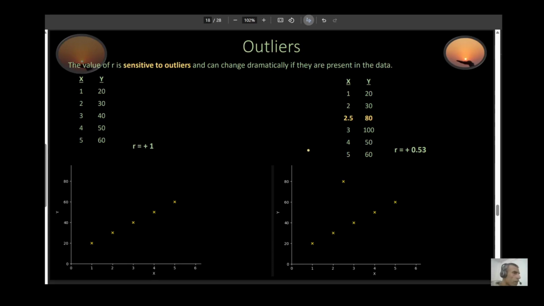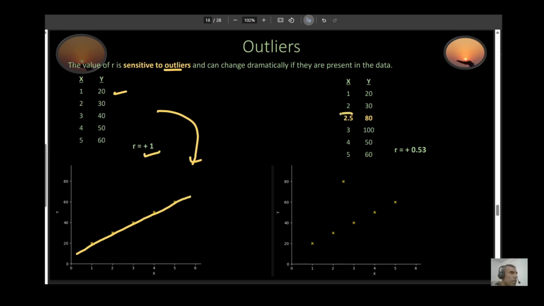Now, the value of R, which is your correlation, is very sensitive to outliers, and this can change dramatically if they are present in your data. So let's take a look at this example. Here, my x and y are given to me, and I plot these values. So you can see that it is a linear relationship, a perfect linear relationship. Your R came out to be +1. I calculate the value of R is +1.